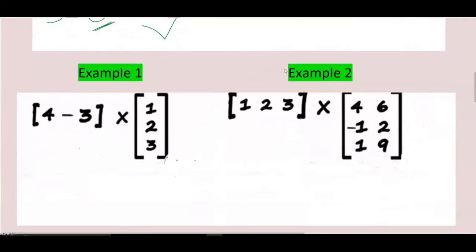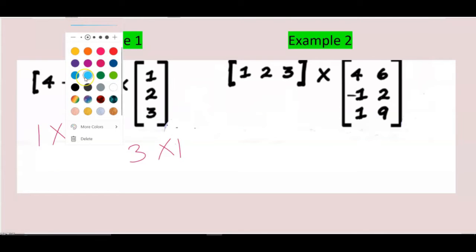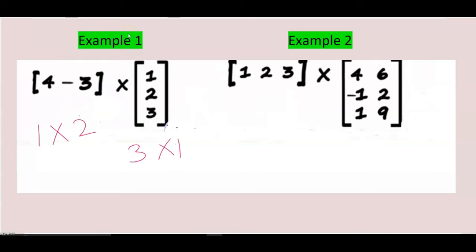Okay, let's move to the other examples. Again, we have two matrices here. Can we multiply them? Just find the order first. What is the order of the first matrix? The order of this matrix is 1 by 2. And the order of this matrix is 3 by 1. Now tell me, are they compatible or not? The number of columns of the first matrix and the number of rows of the second matrix are not equal. So we cannot multiply these matrices.